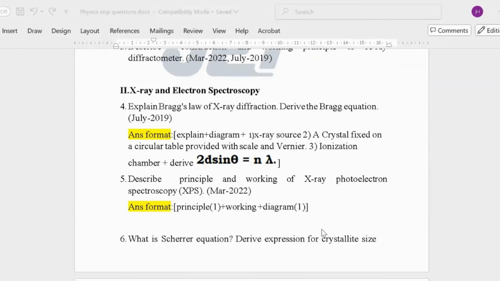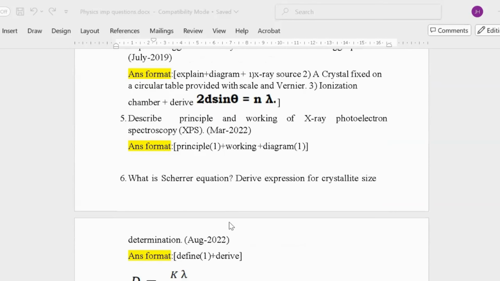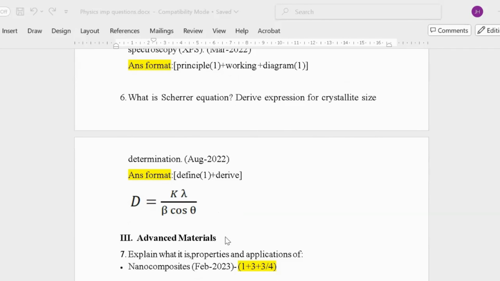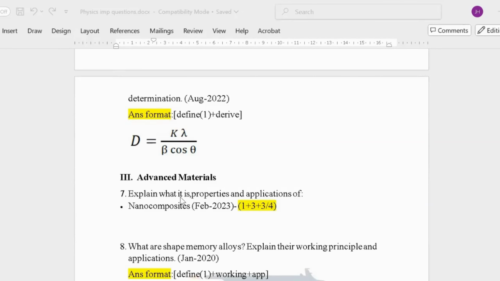Okay. So the next question, question number 5. Describe principle and working of X-ray photoelectron spectroscopy, right? So for this question, 1 mark for your principle, then 1 mark for your diagram, and rest goes for your working, right? Okay. What is Scherrer equation? Derive expression for crystalline size determination. Okay, so the first 1 mark will go for your definition, and second will go for your derivation of the Scherrer equation, right? Okay, now coming to the next question.